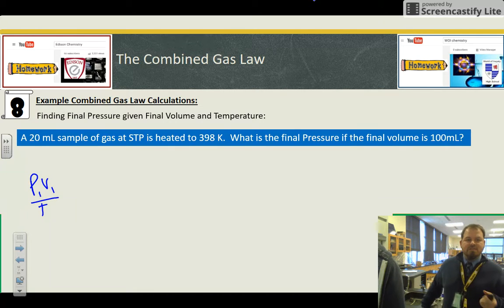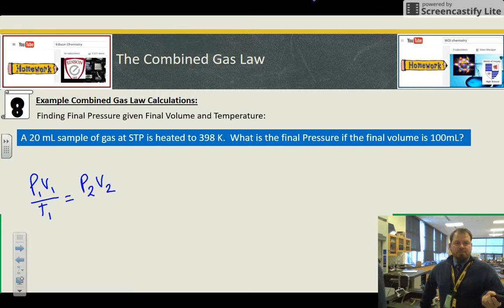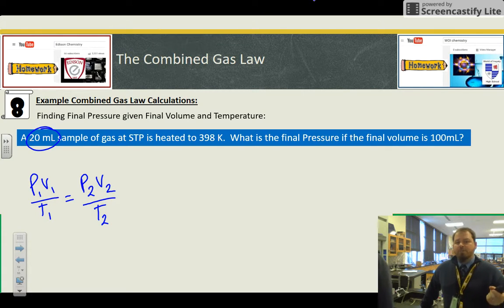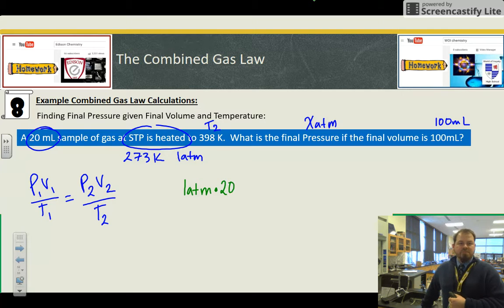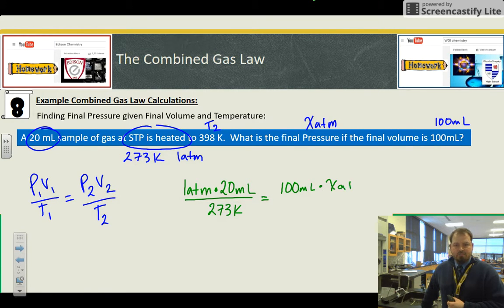This one I like a lot because it says 20 milliliters of gas at STP. So we need to make sure we review that and know what STP means. It means 0 degrees Celsius, which converts into 273 kelvins, and 1 atmosphere. And then it's heated to 398 kelvins. What is the final pressure if the volume is 100? So I know I'm looking for final pressure. I'm given final volume. Heated is the change in temperature, so I have my final temperature. Plug and chug. I have 1 times 20 over 273 equals 100 times x over 398.